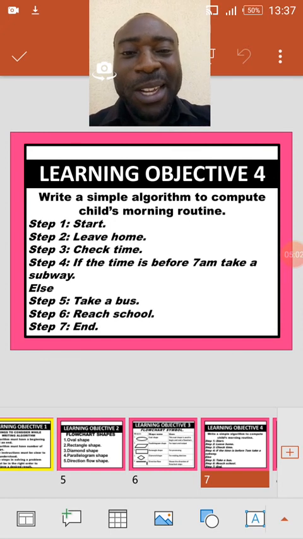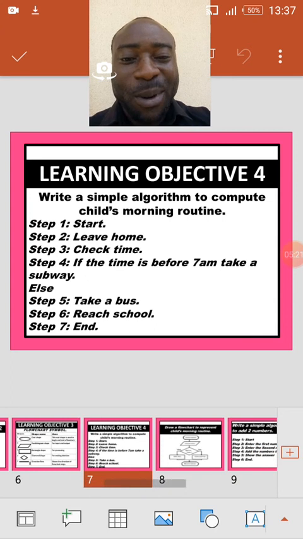Step 4, if the time is before 7 a.m., take a subway. Step 5, take a bus. And step 6, reach school. And step 7, end. Can you see? When you are going to school and you don't want to go late, you can use this algorithm.